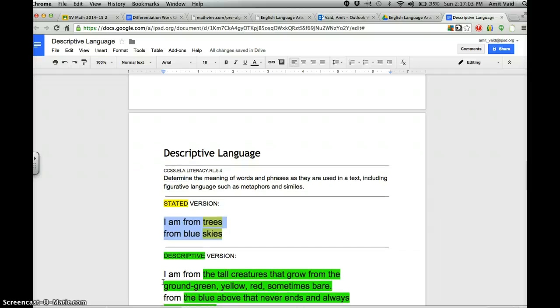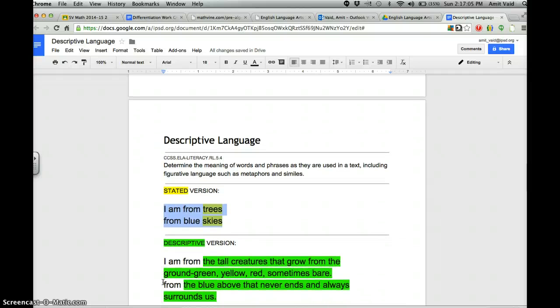This is my version. I am from the tall creatures that grow from the ground, green, yellow, red, sometimes bare, from the blue above that never ends and always surrounds us. My version is more descriptive.